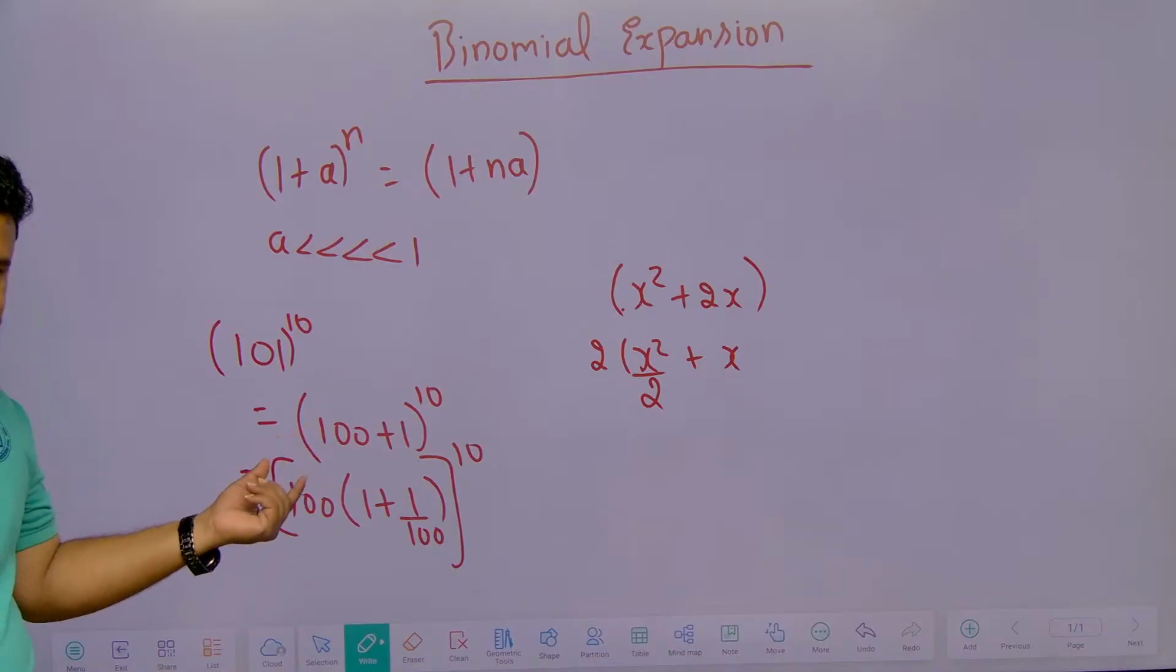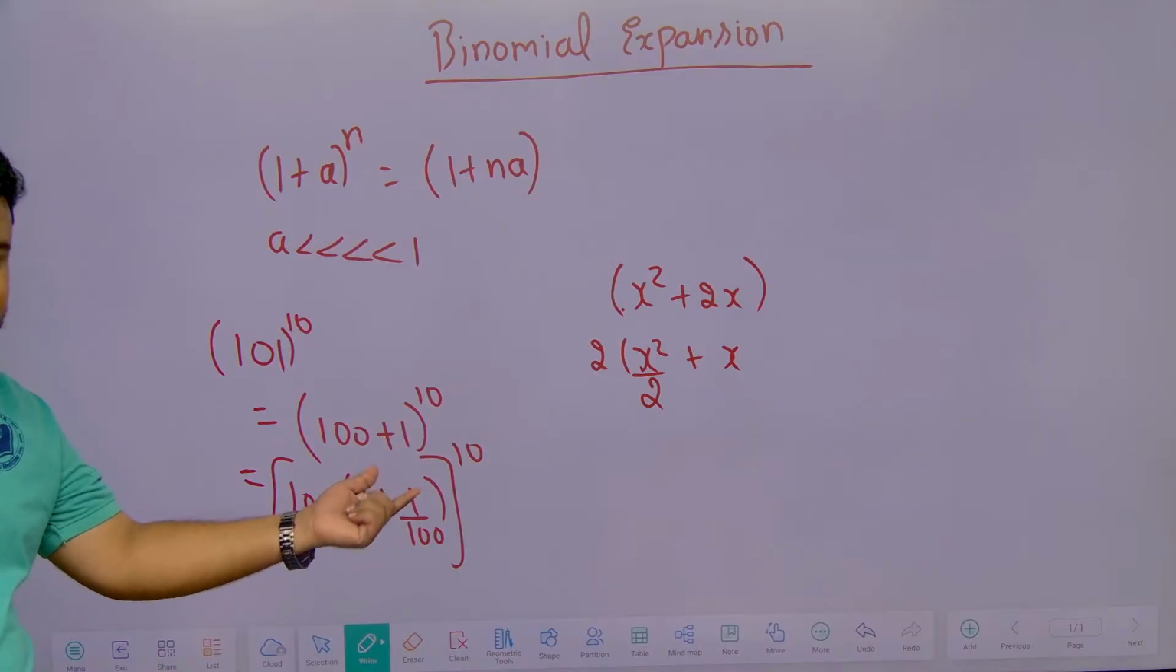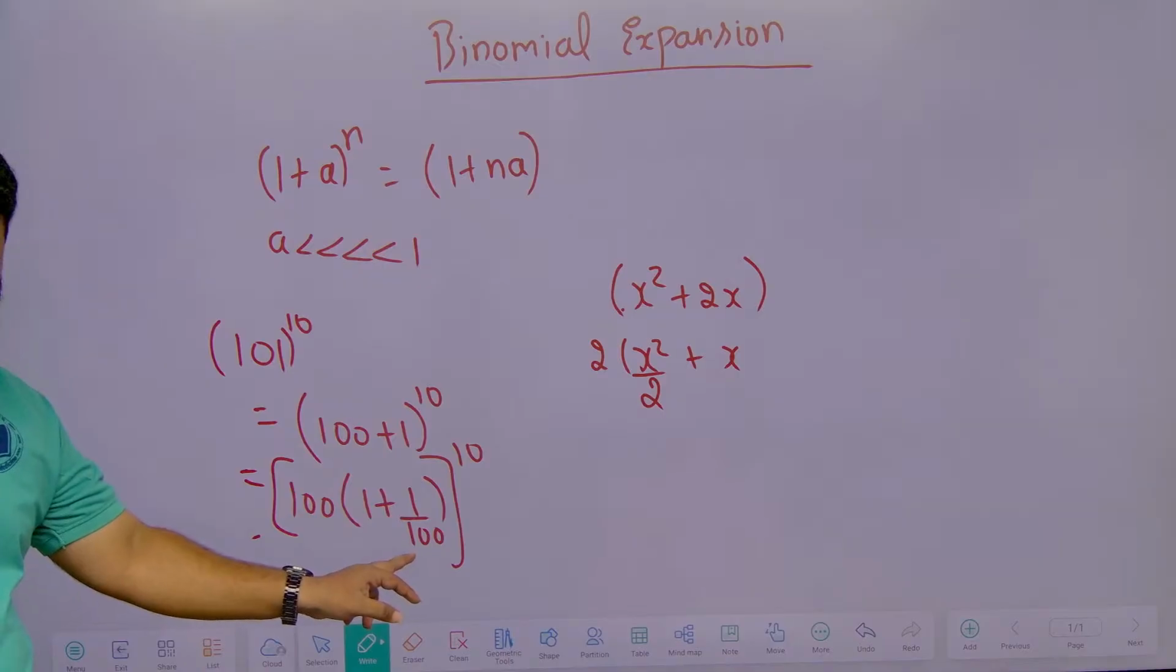Okay, if I take 100 outside, this will become what? 1. This will become what? 1 is already there, but there is no 100. So if you take something, you have to give it back. So 1 by 100 it will become.